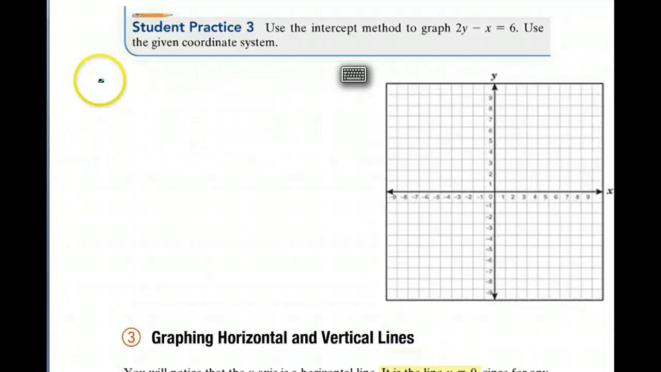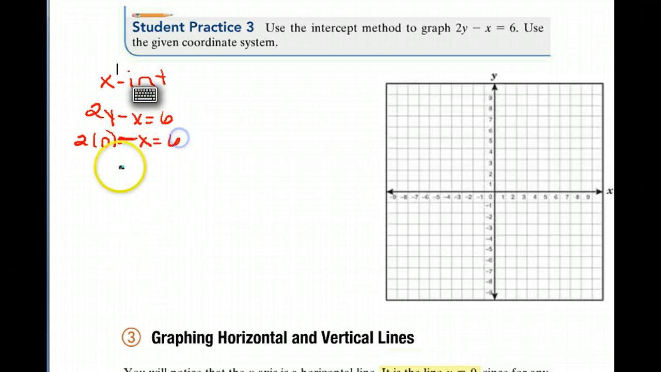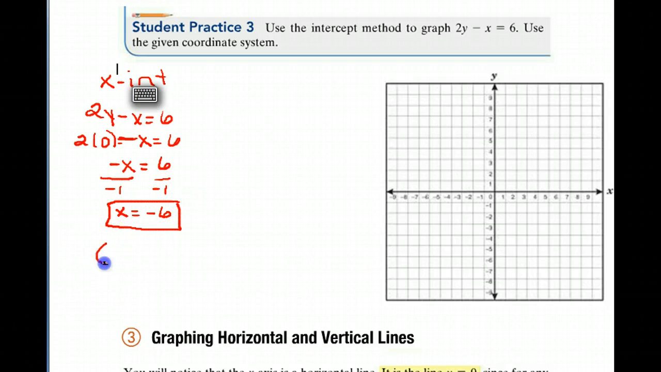Okay, at this point you should have had an opportunity to find the x and y intercepts and graph our equation. To find the x-intercept of an equation, you always want to let your y value equal 0. So we're going to plug 0 in for y and solve for x. So that leaves us with negative x equals 6. I'll divide both sides by negative 1 to make my x positive. So x equals negative 6. That means that my x-intercept is at negative 6, so the ordered pair is negative 6, 0.